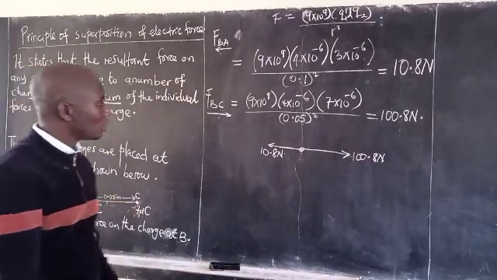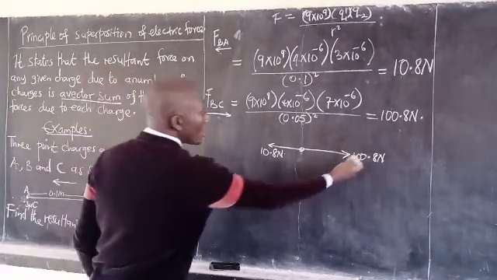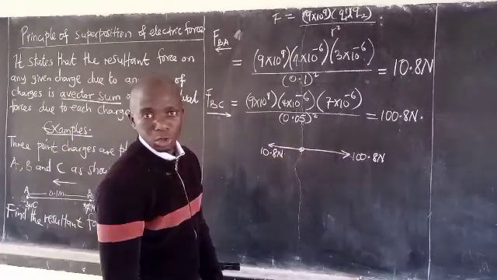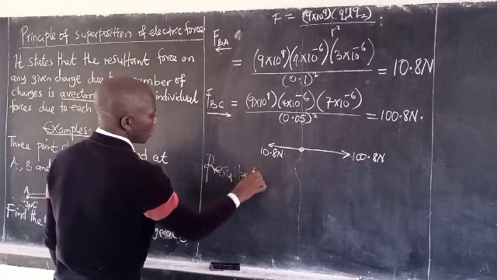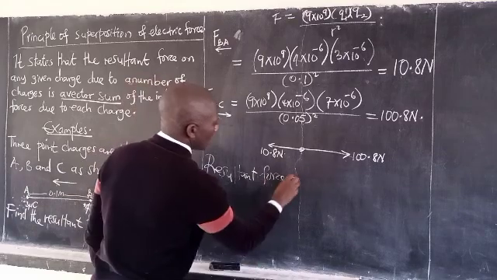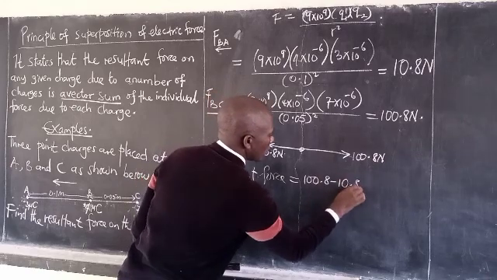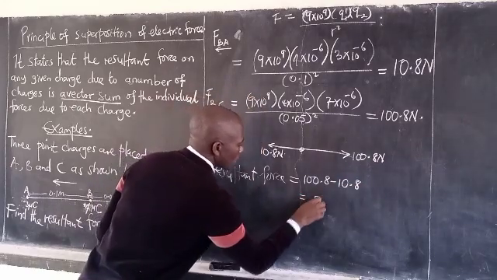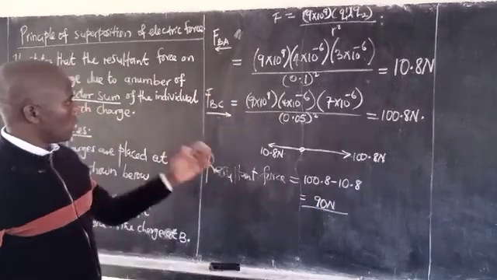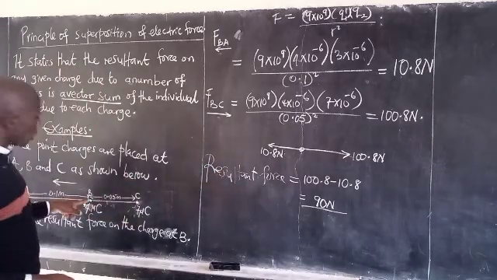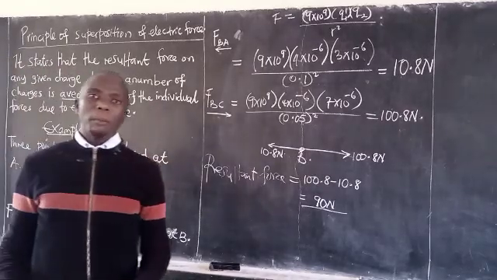Remember what we studied in senior 2? This one in this direction, this one in this direction. So we subtract the big one minus the small one, then we take the direction of the bigger one. Therefore, the resultant force equals 100.8 minus 10.8, and this will give us 90 newtons. By so doing, we have got the resultant force on a body at point B due to the different charges situated at different points.